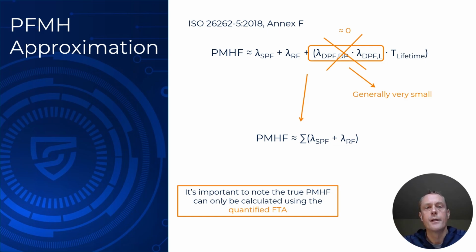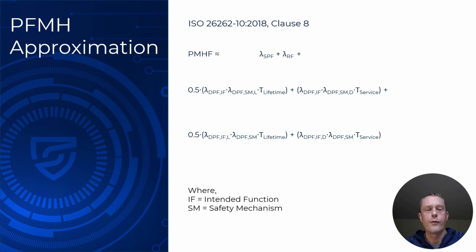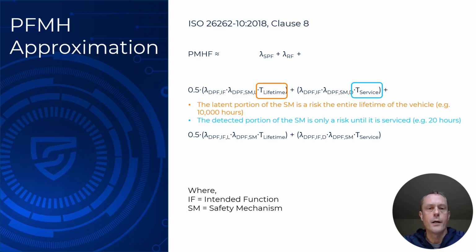Now, in some cases, the dual point fault is not that small, and we need a bigger expression. So the standard does provide in the informative part 10 in clause 8 this expanded expression. And what we see here, it starts out with a summation of the single point fault plus residual fault that we had before, but now we break down what it means with the dual point faults. So we have risk for us in the dual point fault, and our risk is when the intended function fails and our safety mechanism fails.